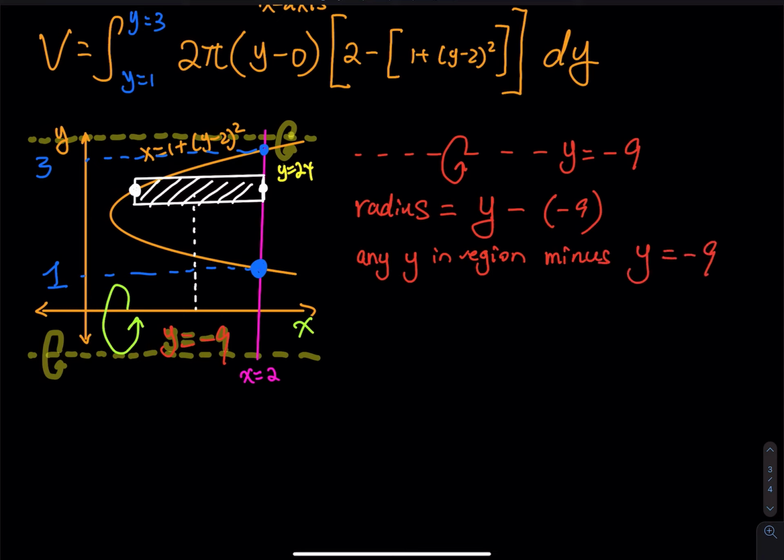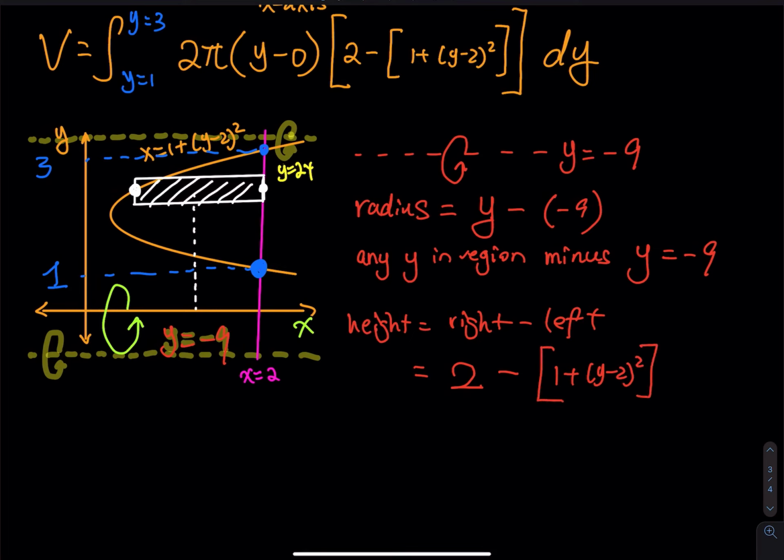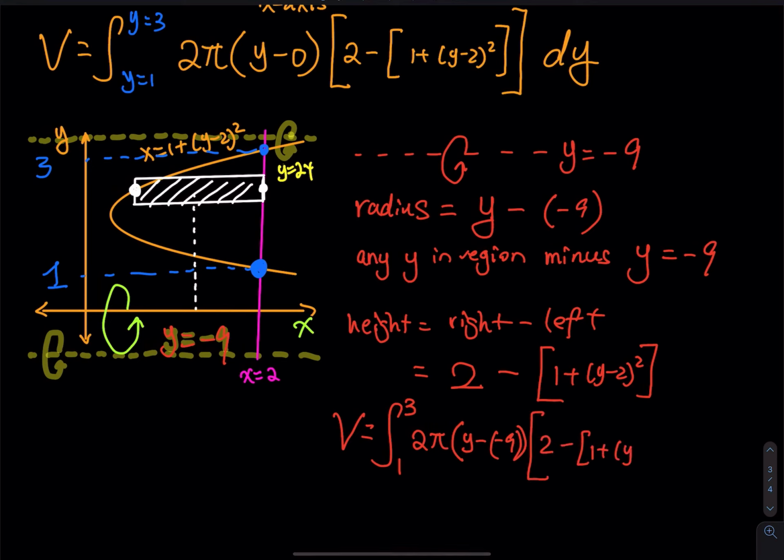And then you also have your height. That will be the right curve minus the left curve, where the right curve is x equals 2 minus x equals 1 plus (y minus 2) squared. Because you are subtracting the whole thing, you will need a square bracket. So the volume is equal to, from y equals 1 to y equals 3, 2 pi times the radius (y minus negative 9), and then 2 minus (1 plus (y minus 2) squared), and then this is dy.